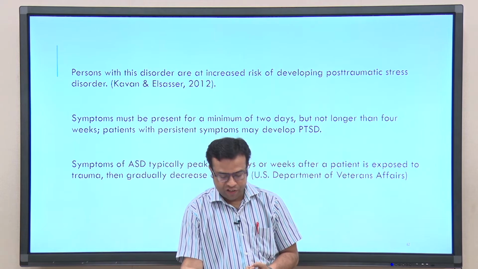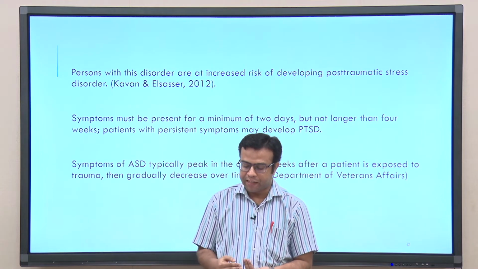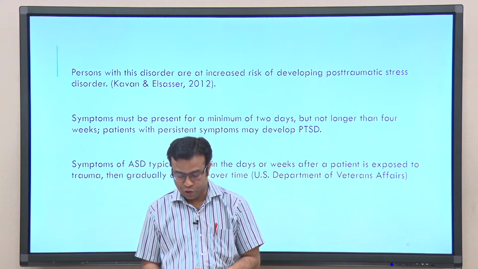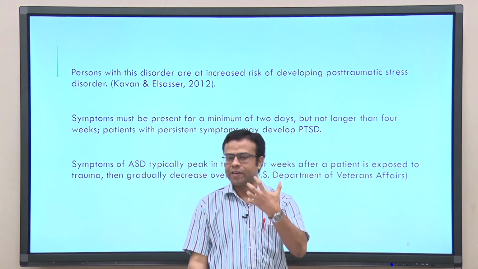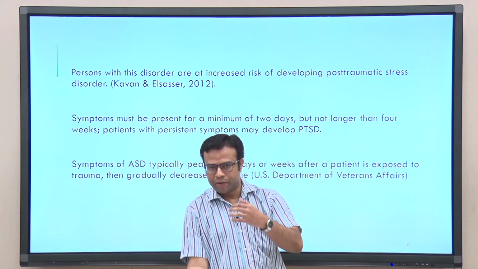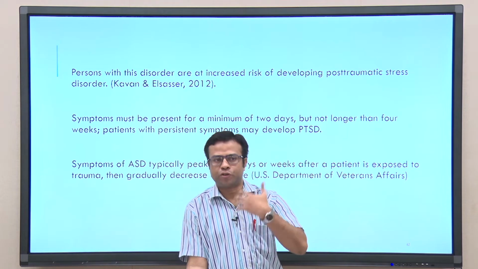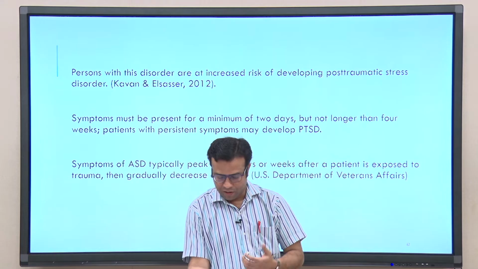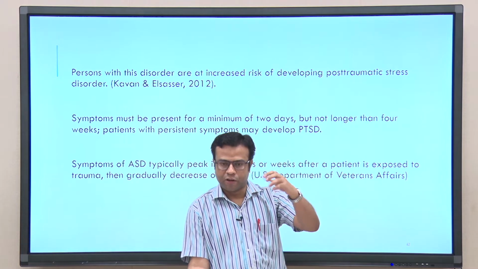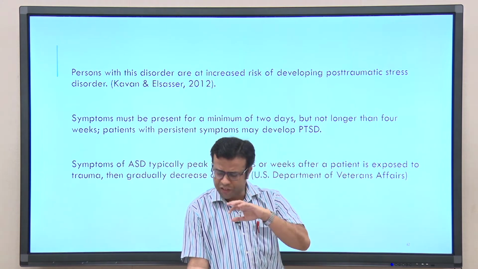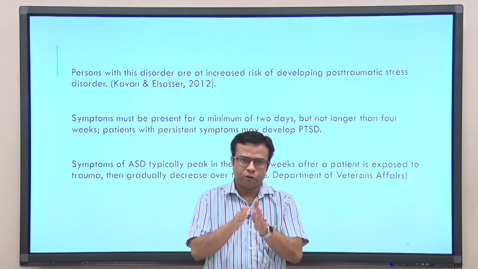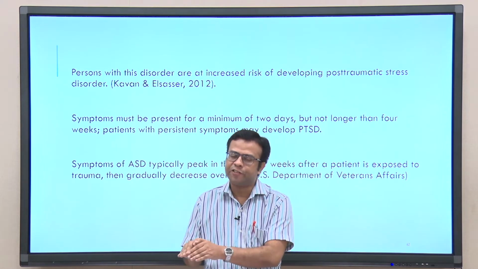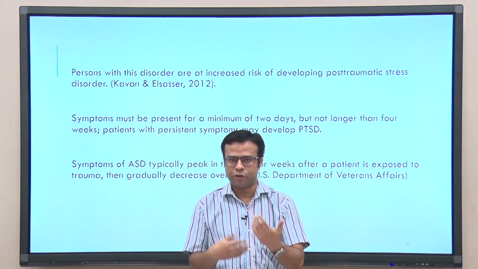Symptoms of acute stress disorder typically peak in the days or weeks after the exposure to trauma, which is very natural. When we experience trauma, after the experience or encounter of the traumatic event, our symptoms generally peak, particularly in terms of our anxiety symptoms, re-experiencing symptoms, and dissociative symptoms, and then they slowly decrease over time, and if it is resolved within 1 month, then you are just done with ASD.